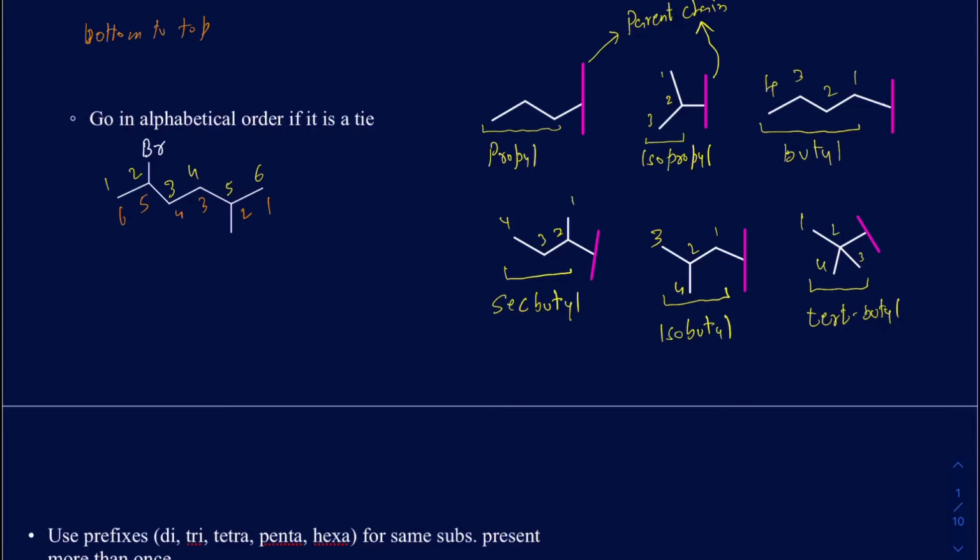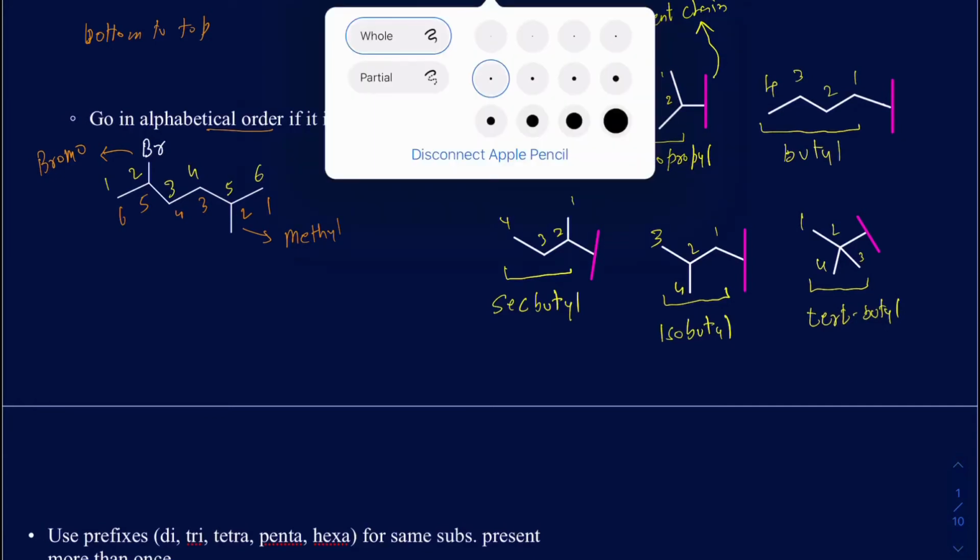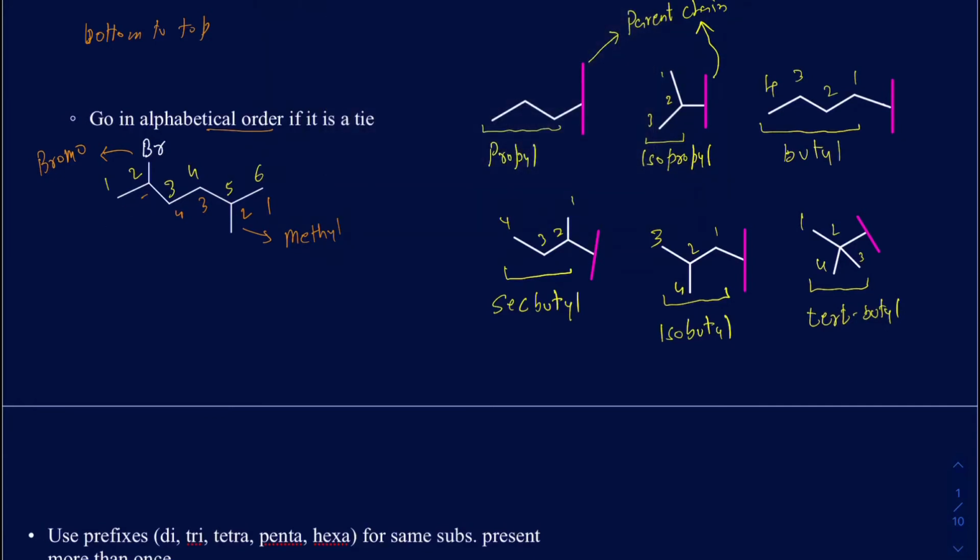And the tie in that particular case is going to be broken by alphabetical order. So then you look for your substituents. One of the substituents is going to be methyl, and your other substituent is going to be bromo. So B comes before methyl, and since B comes before methyl, we're going to have to start numbering from the left side because bromine is going to get the priority in that case here. So I'll go ahead and erase the incorrect one.